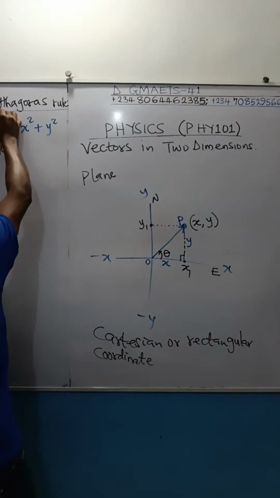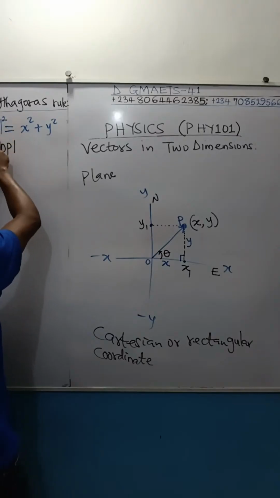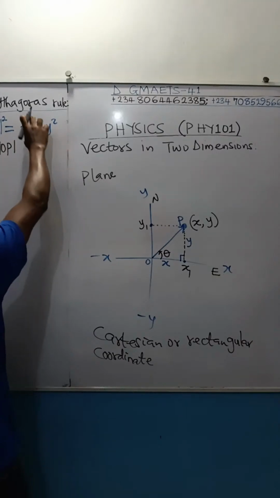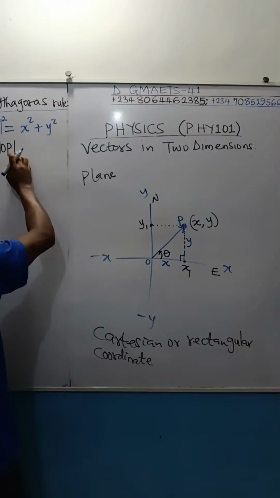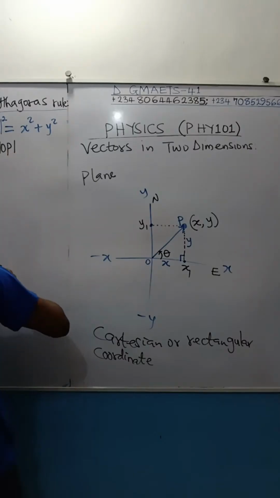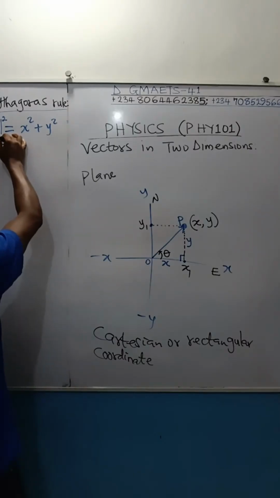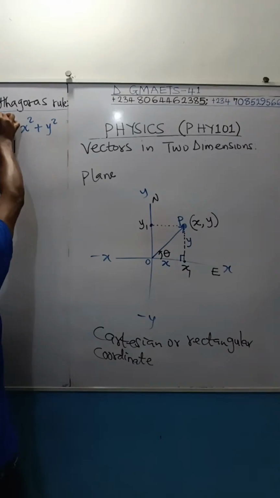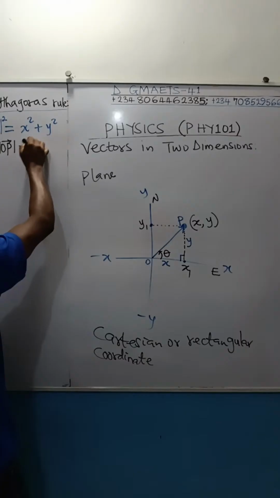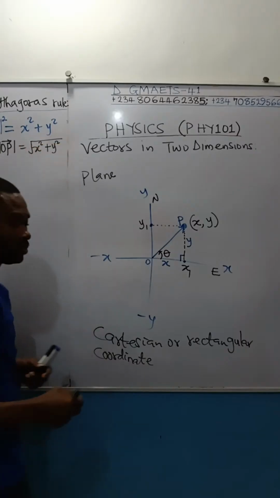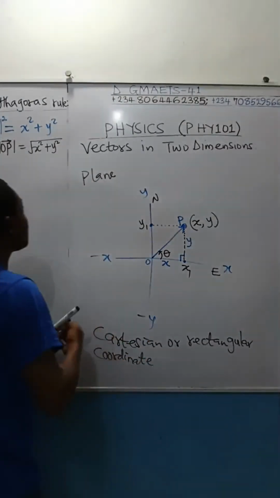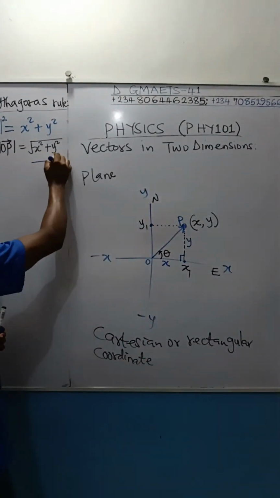So I have something like this. The magnitude of this length OP is equal to the square of this plus the square of this. So to obtain the magnitude of that length, vector OP, it is going to be equal to the square root of x squared plus y squared. This is the first formula I want to take note of from that Pythagoras rule.